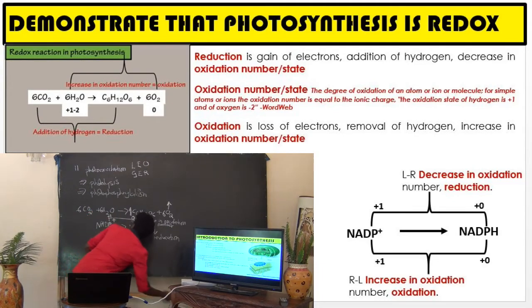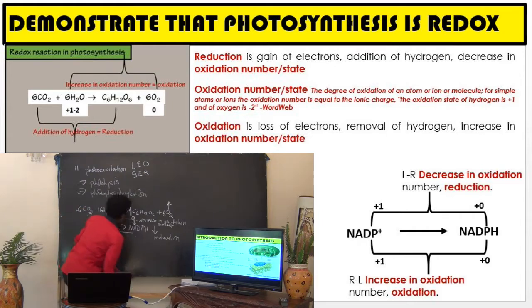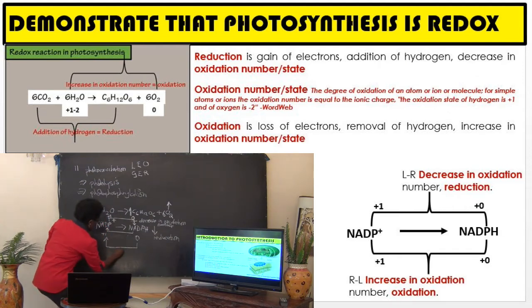Okay, let me wrap this and we'll come back later. You are starting from a state whereby its oxidation state is 0. And then you come to this NADP molecule, and what you have is a +1. So when you move from 0 to +1, in other words, you have increased in terms of your oxidation state. So this is what we call oxidation.